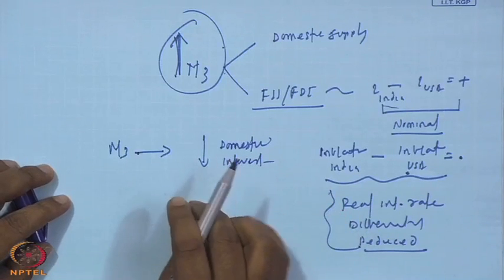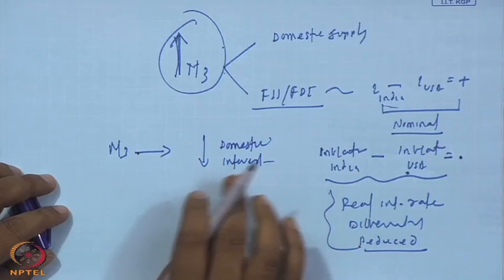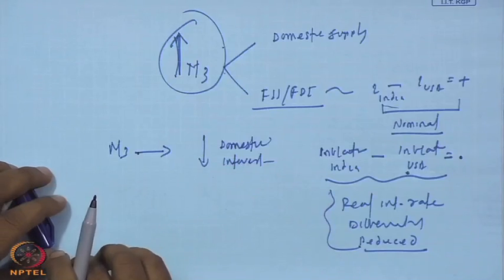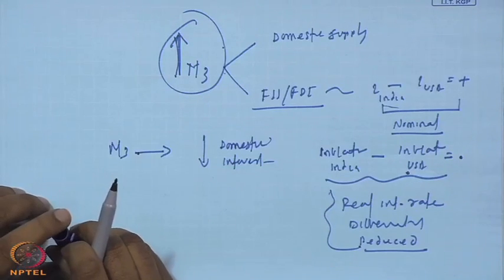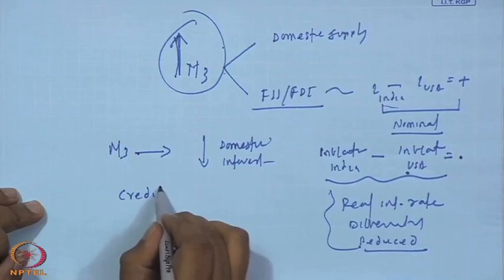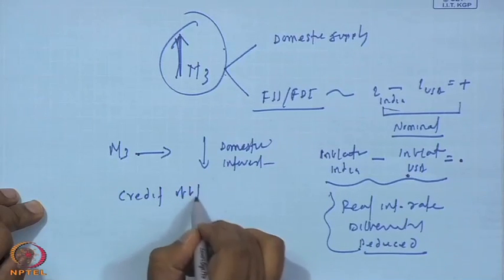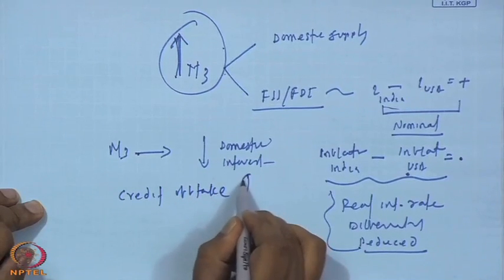The government reduces domestic interest rates, in the sense that the RBI, in the case of India, reduces the policy rate: the CRR, SLR, bank rate, or repo rate. Once the policy rate is reduced, banks will also reduce the domestic interest rate. When the domestic interest rate comes down, credit uptake will be more in the economy.